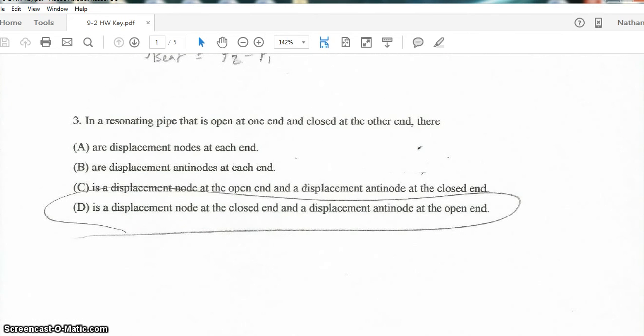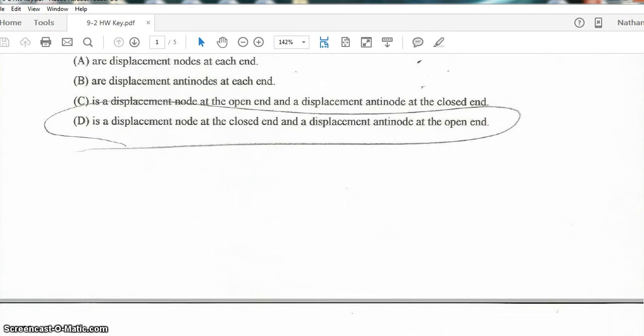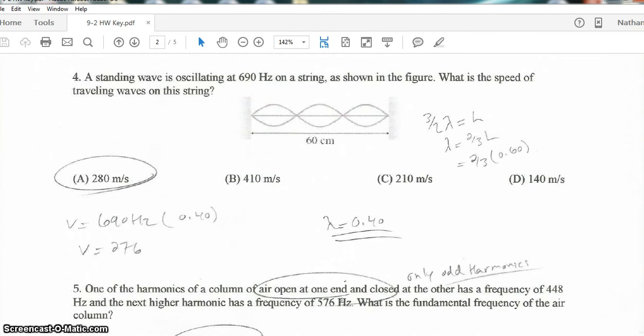Question 3, hopefully just a basic standard understanding. But anyway, option D is the correct one here. In a pipe that's open at one end and closed at the other, the displacement node acts as the closed end, and the displacement antinode acts as the open end. So just know that the closed end acts as a node, and the open end acts as an antinode. And my guess is most of us were already right on with that one.